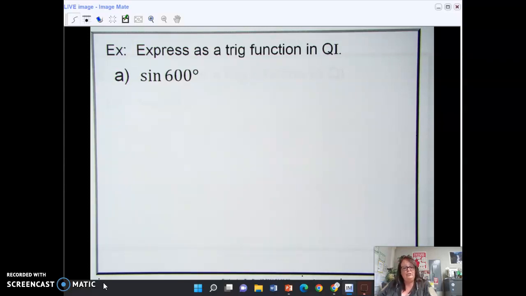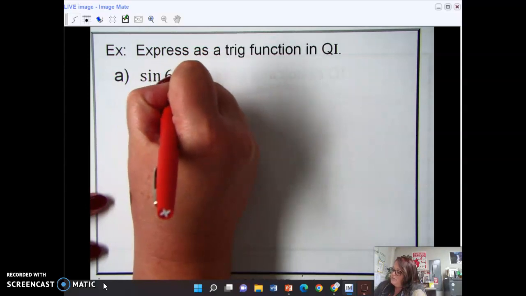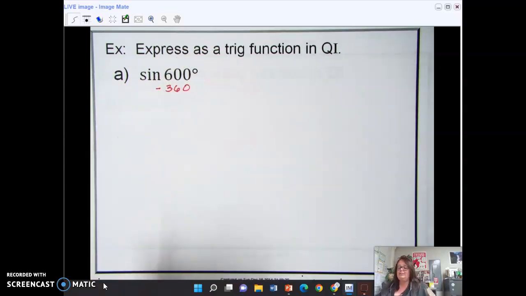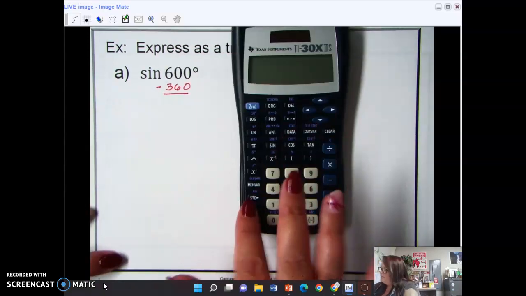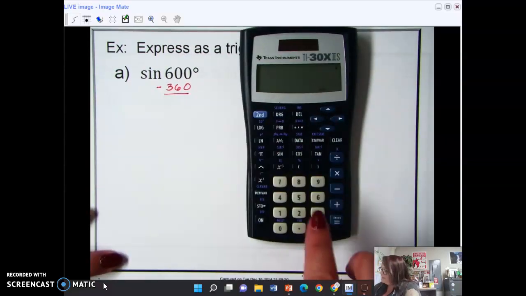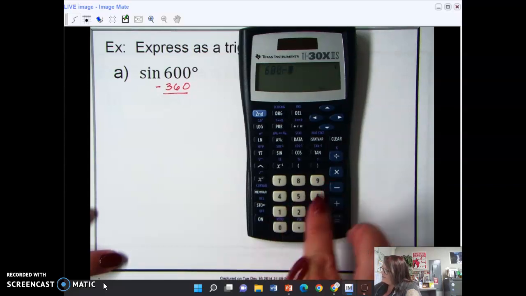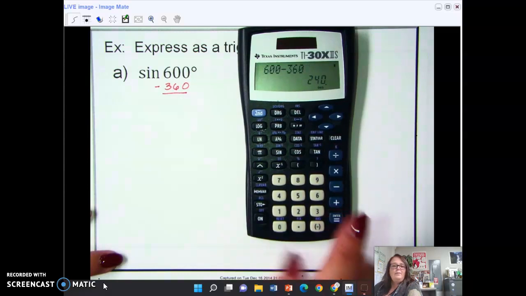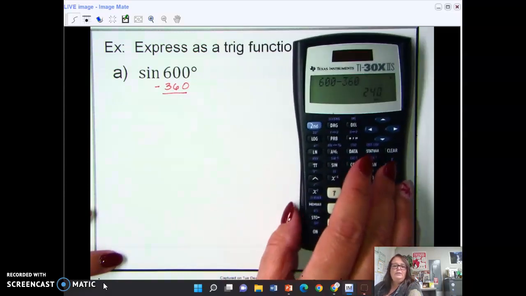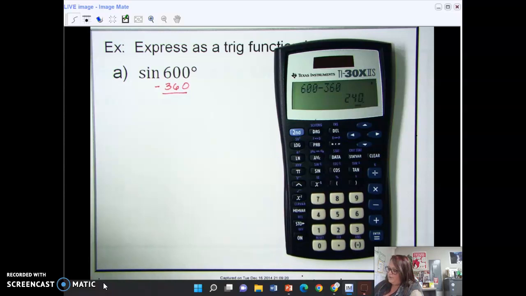So the first thing, as usual, is we want to go ahead and find the angle in the first revolution, and we want to find the reference angle. So if we take a look at 600, if I subtract 360, that should be enough to get me into the first revolution. So on my calculator, I'm going to type in 600 minus 360. There, that's better. And if I press equals, that means I'm really looking at the sine of 240 degrees.